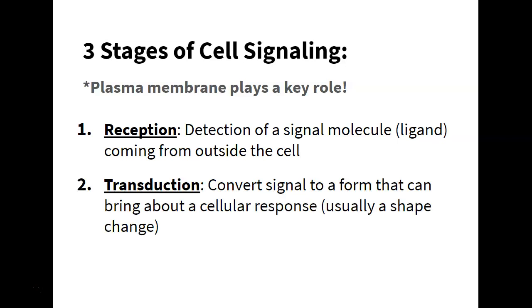Then comes transduction. That is where that signal, once recognized, is converted to something the cell can actually use or actually has a response to. So that conversion oftentimes is kind of like a lock and a key situation. The ligand will bind to some kind of protein on the surface of the cell and oftentimes cause a conformational change. And when that happens, that triggers a whole bunch of later action steps. And that's really what the transduction is. It's transducing or converting the signal into something that actually triggers a response inside the cell.